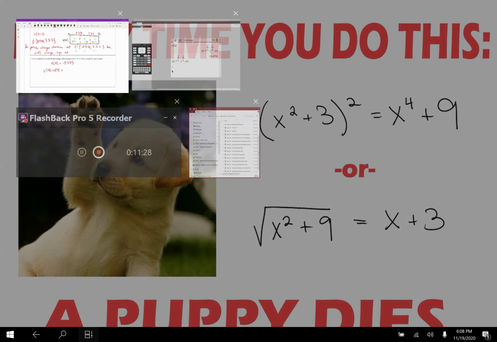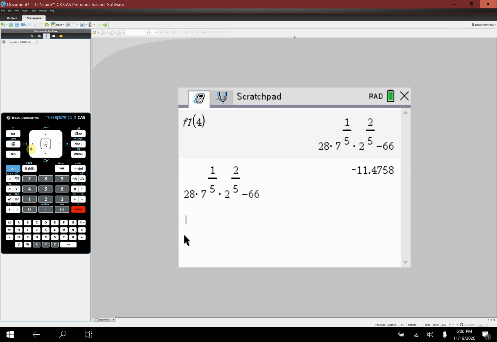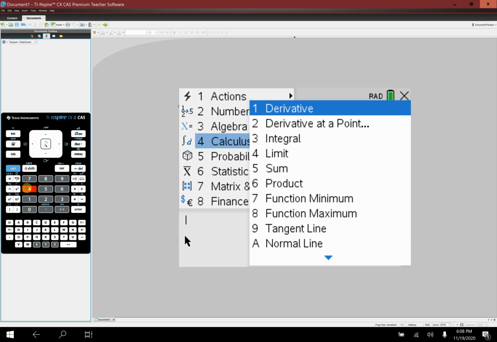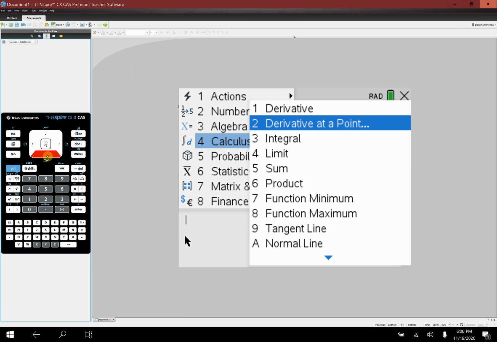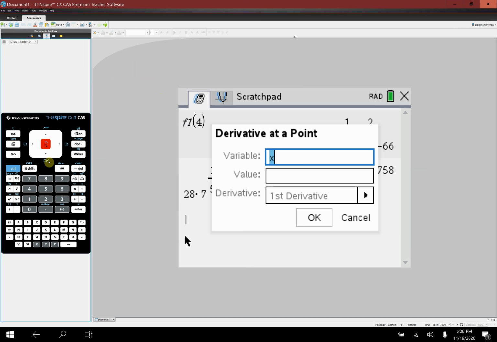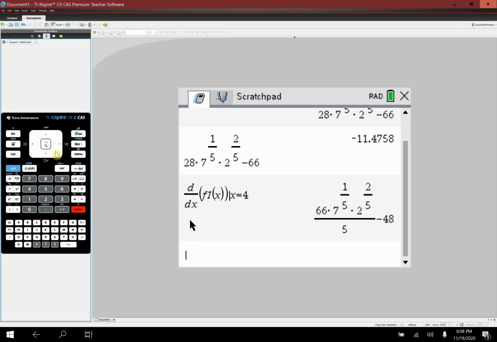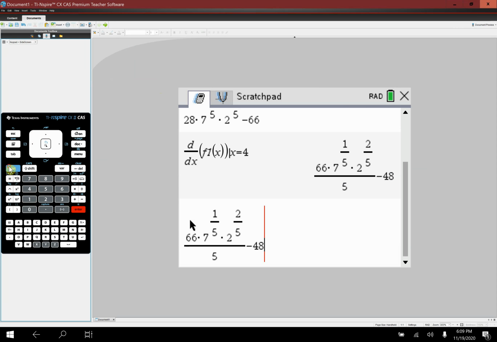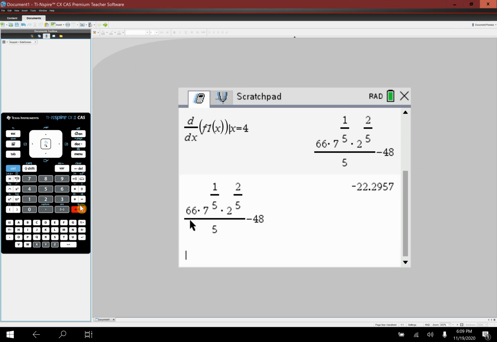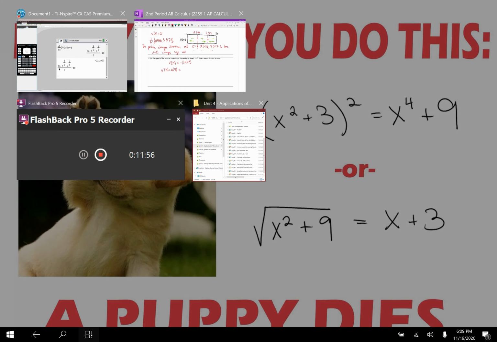And to do that, well, our calculator will do all of this for us too. How exciting. So we need to go to our menu, calculus, derivative at a point. Variable is x, that's fine. We're trying to find the value of the acceleration at 4. Okay. And d/dx of what? d/dx of f1 of x. And we find another exact value. Whoops-a-daisies. There it is. Negative 22.295.